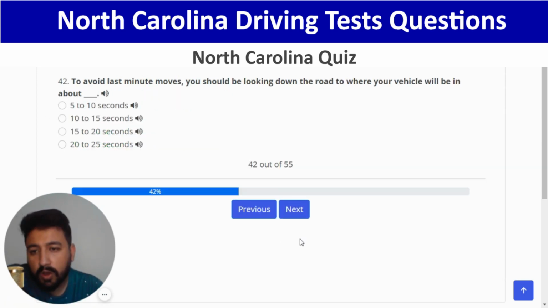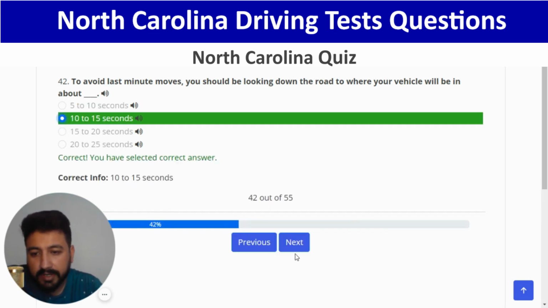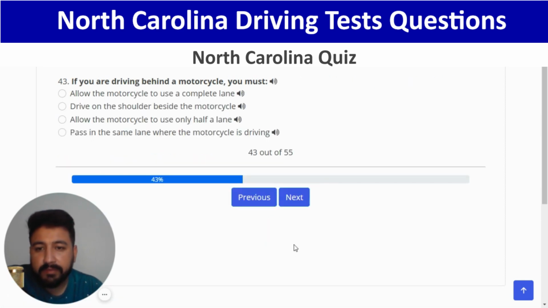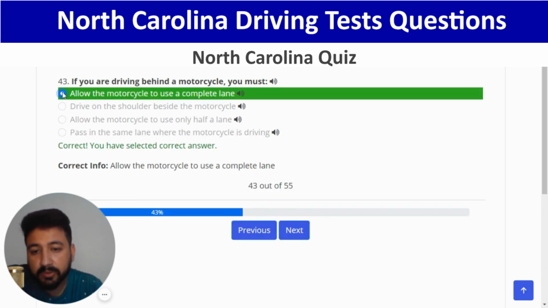And next. To avoid last minute moves, you should be looking down the road to where your vehicle will be in about blank. So the second option is the right one, which is 10 to 15 seconds. Correct. And next. If you are driving behind a motorcycle, you must, so you can choose the first option, which is allow the motorcycle to use a complete lane. First option, you have selected the correct one.